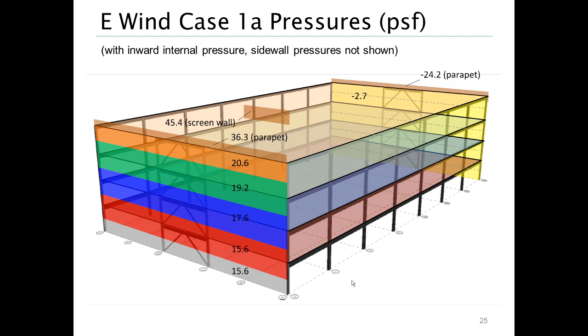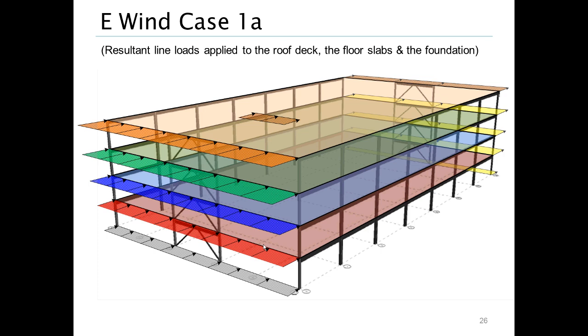And then on the leeward wall, 24.2 on the parapet, 2.7 suction on that wall. And then I'm also showing you the screen wall load here. Now, of course, given that we're idealizing this building as having rigid diaphragms, in the plane of each of the diaphragms, we're taking these loads from our wall systems and distributing them out to our lateral load frames on the exterior here, our column lines A and F.